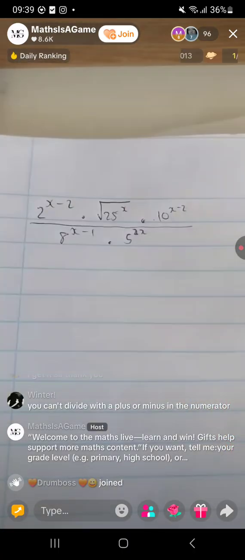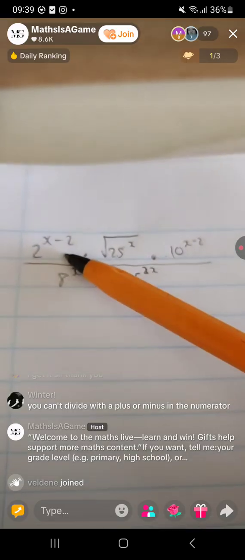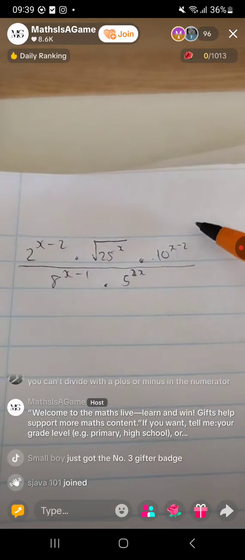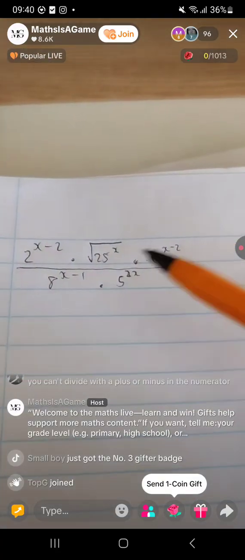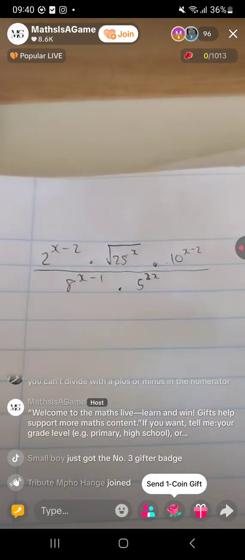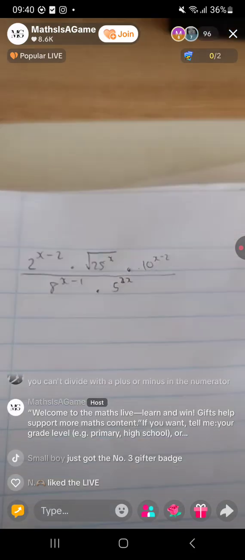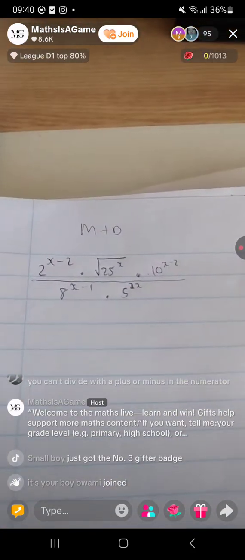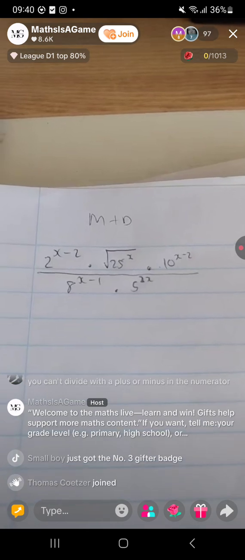Secondly, in the numerator, how many terms? Well, if you look at the bases, this base 2, multiply, square root, multiply, makes it one. Multiply combines terms. In the denominator, how many terms? One. So here we are happy because we have multiply and divide alone in the entire expression.